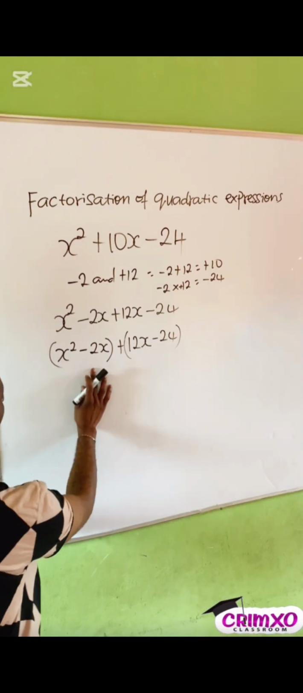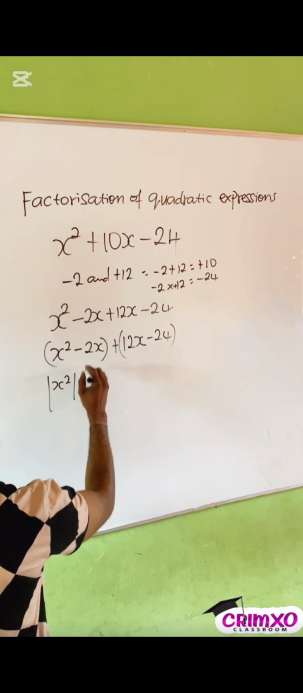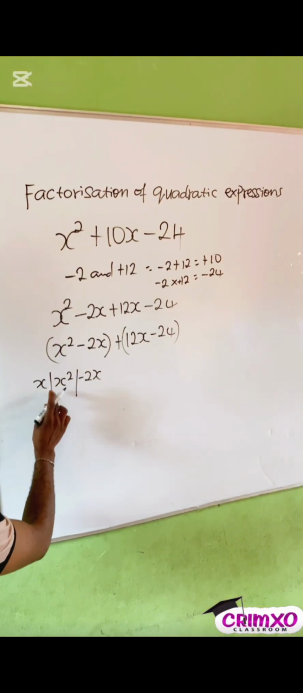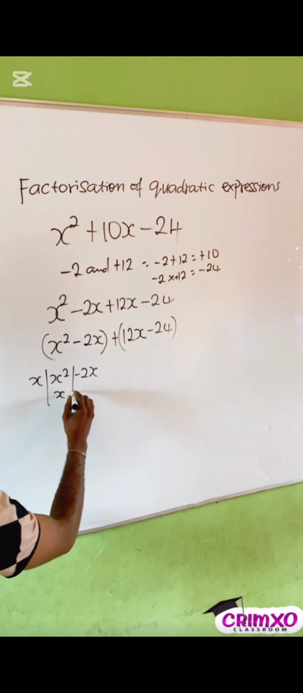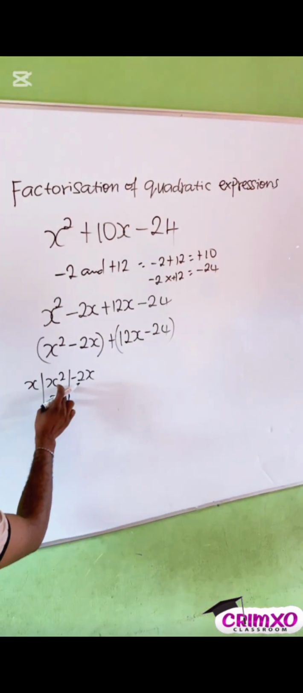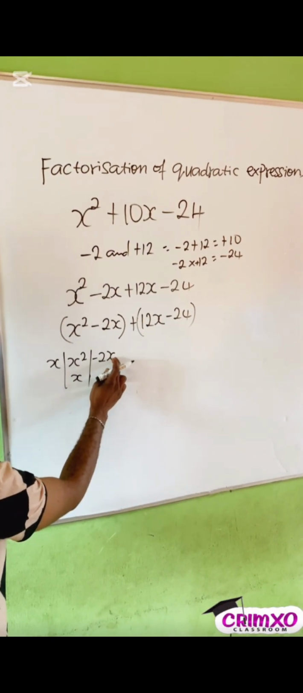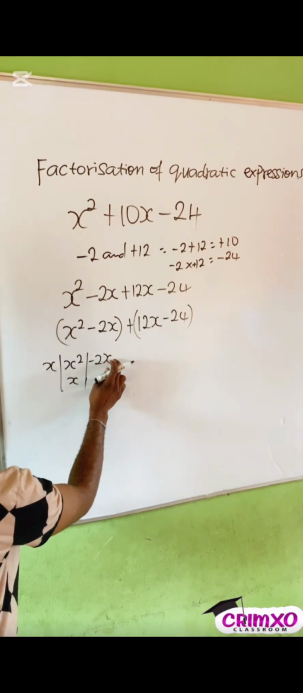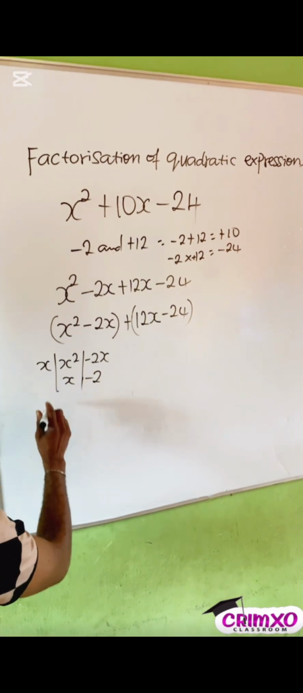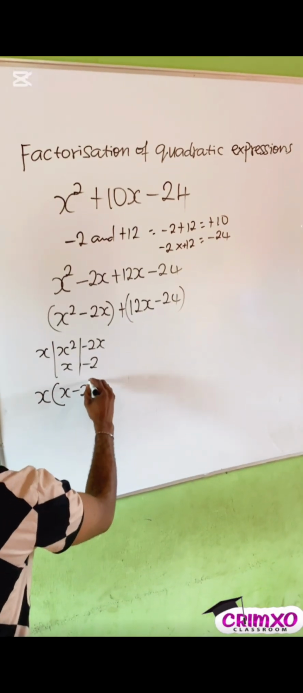So we find the HCF of here and here. So finding the HCF, we have x squared and minus 2x. So x can go, x divide this x squared, we are left with x, because x squared means x in 2 places. So if this x kills one of the x, one x is left. So here x divide this, that is x cancel x, we are left with minus 2. Then our HCF is x, then bracket x minus 2, bracket close.